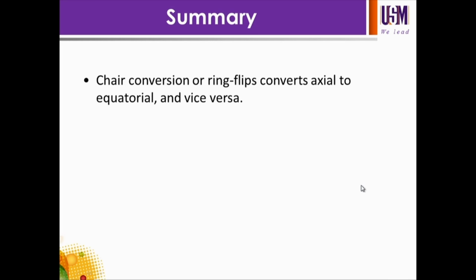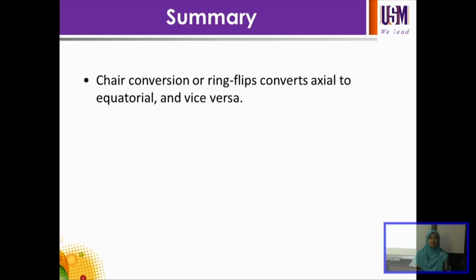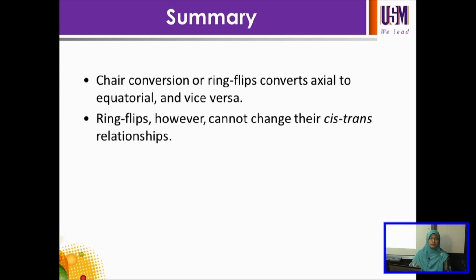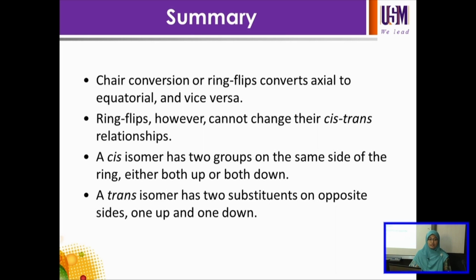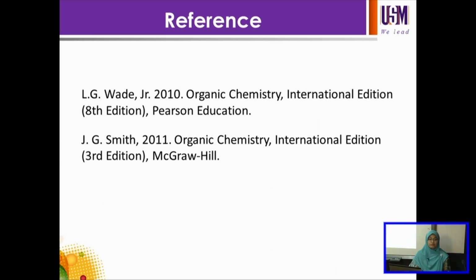So as a summary, chair conversion or ring flips convert axial to equatorial and vice versa. Ring flips, however, cannot change the cis-trans relationship. A cis isomer has 2 groups on the same side of the ring, either both up or both down. A trans isomer, on the other hand, has 2 substituents on opposite sides, one up and one down.